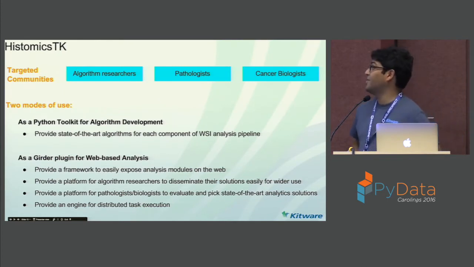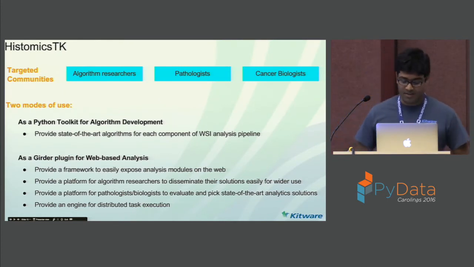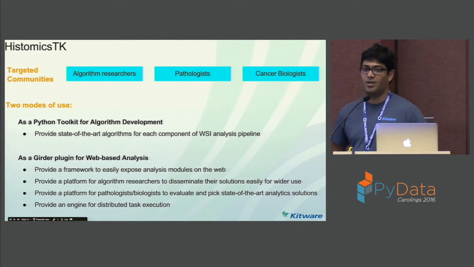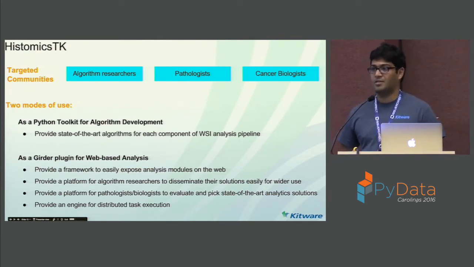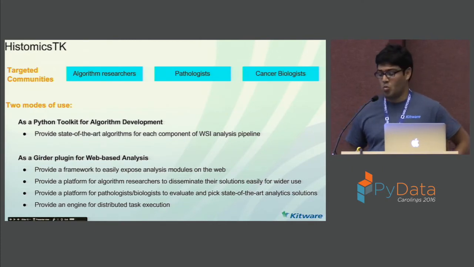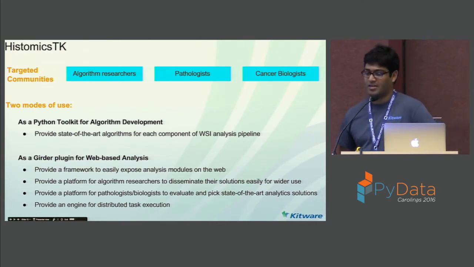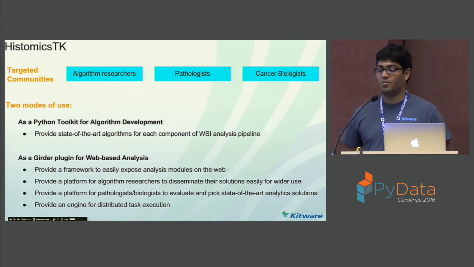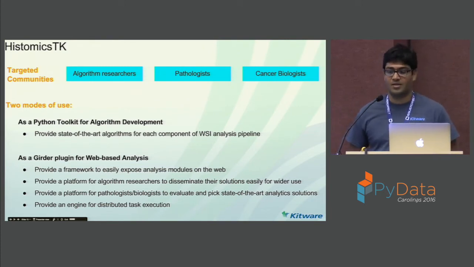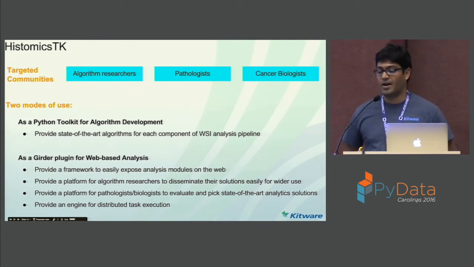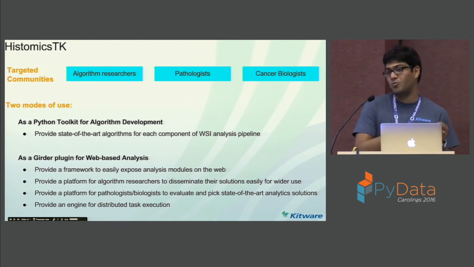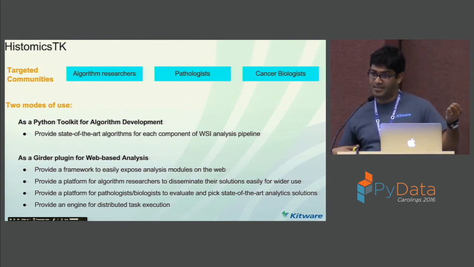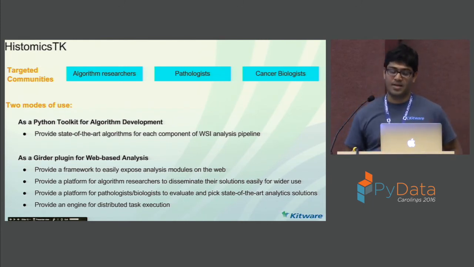So coming to HistomicsTK, HistomicsTK is being developed with three kinds of communities in mind: the algorithm research community, the pathologists, and cancer biologists. And there are two modes of using HistomicsTK. One is it can be used as a pure Python toolkit for algorithm development. It aims to provide state-of-the-art algorithms for each component of the data analysis pipeline. So if you're working on one component of the pipeline, you can use algorithms from HistomicsTK for the rest and develop on just that one piece.